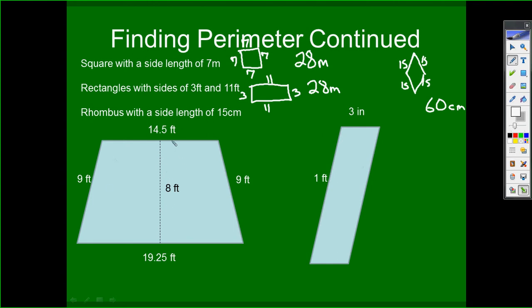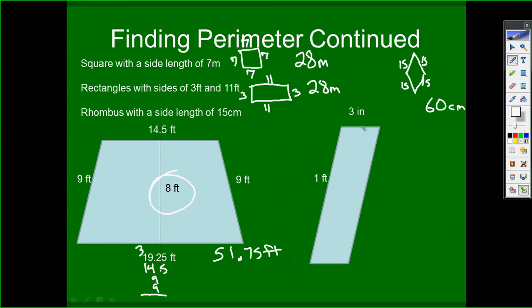Down here I have a trapezoid, 1 pair of parallel sides. This 8 feet I do not use when I'm finding perimeter because it's on the inside of the shape. I'm just going to use the 14.5, 19.25, plus 9 and 9. 0.25 and 0.5 is 0.75. 9, 9, 9 is 27, 31. I'm going to regroup that. 10, 20, 30. Or 10 and 20 plus 30 would be 51. So my perimeter around this trapezoid would be 51.75 feet.